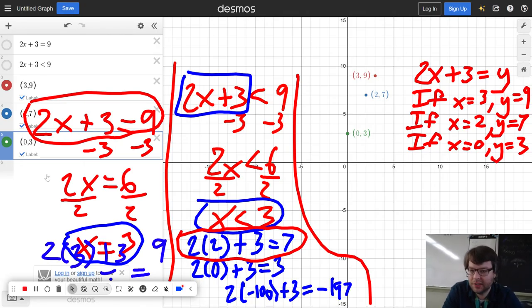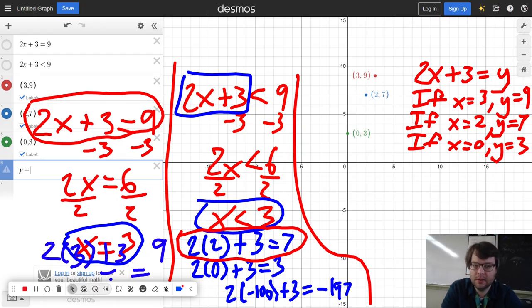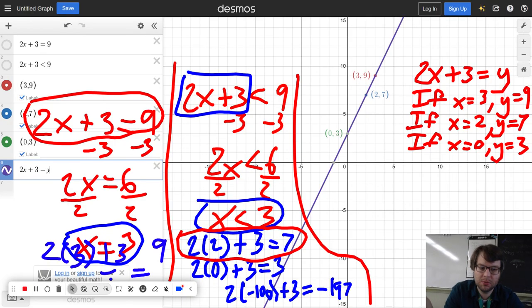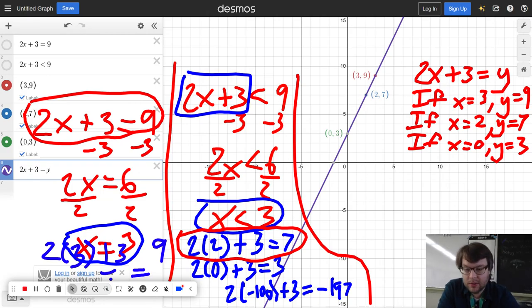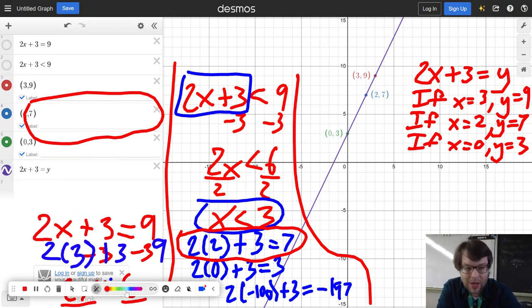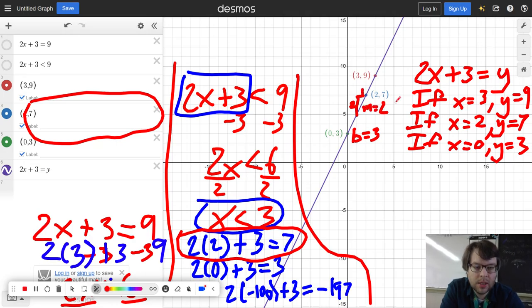I can actually connect all of those points by typing in 2x plus 3 equals y, which is the same as y equals 2x plus 3. I just wrote it in this order to match the earlier problems. You might notice, and I hope you do notice, that it has a y-intercept of 3. You might notice that it has an m of 2, because it's going up 2 over 1. But what I really hope you notice is that all of the solutions that we talked about are points on the line.